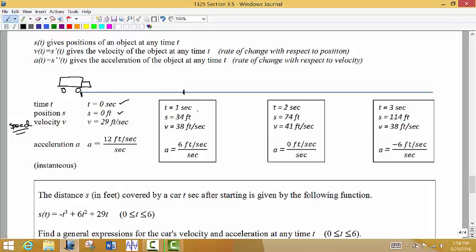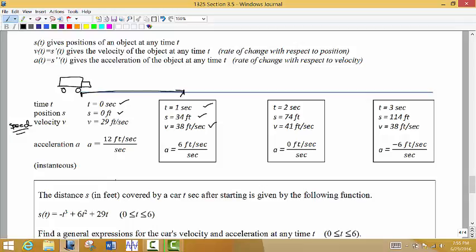There's this idea of my speed increasing. So let's say that after 1 second, I drive my car and I'm here. After 1 second, let's say that I've gone 34 feet. So that's my position. That's how far I've traveled, 34 feet. My speed at this particular instant would be 38 feet per second. And we want to talk about the acceleration. So we want to know how fast the speed is changing.